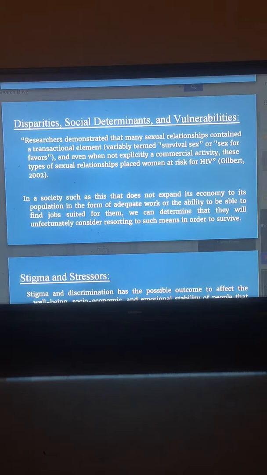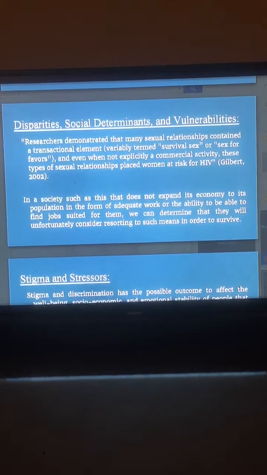The disparities in social determinants and vulnerabilities continued. A lot of the research demonstrated that many sexual relationships contain a transactional element, something that I just spoke on now. And even when not explicitly a commercial activity, these types of sexual relationships still place women at a risk for HIV. So we're not looking at just a woman who's getting HIV. We're looking at her possible offspring also having it too. So that's obviously not a good mix when we're trying to figure out how to combat the spread of this.